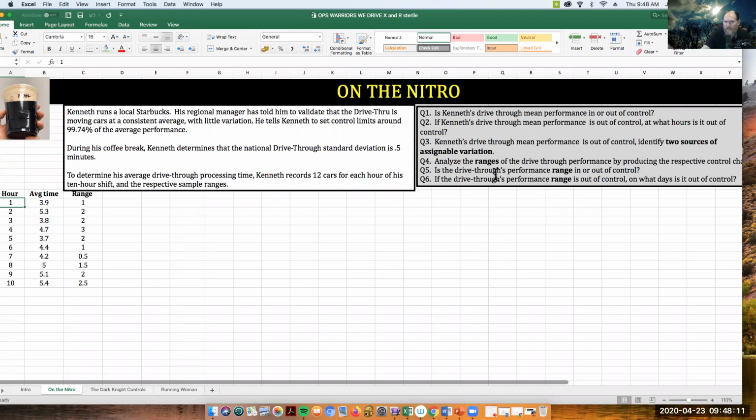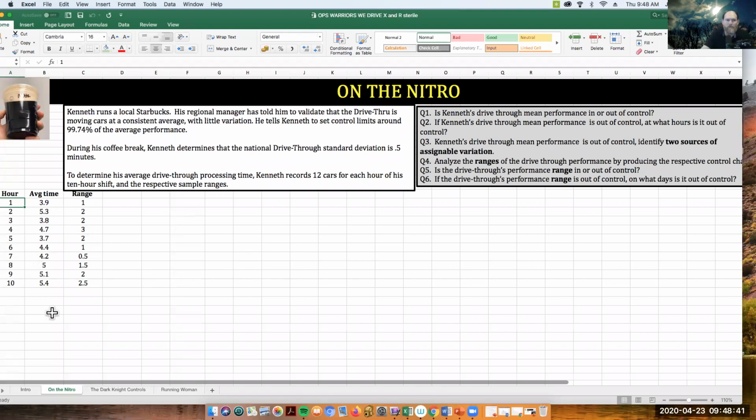So let's just kind of scan them real quick. We have Q1 and Q2 and Q3, and they all deal with the mean performance of the drive-through. Okay, so just to give you a hint, that's going to be our X bar. We're going to be working with X bar to solve Q1 through Q3. So let's see who can get us started here.